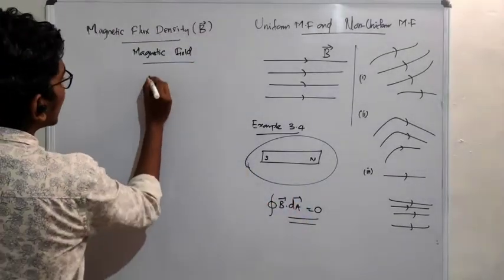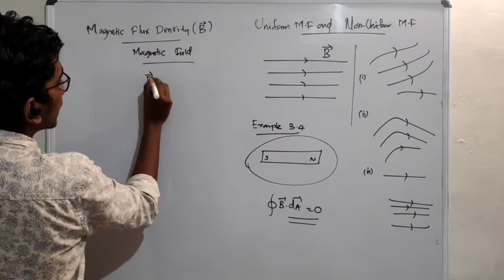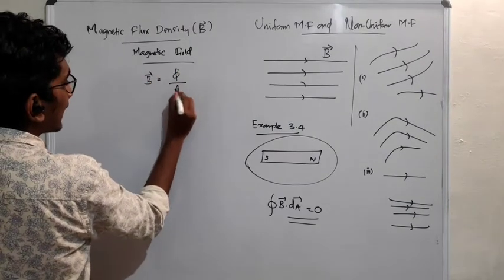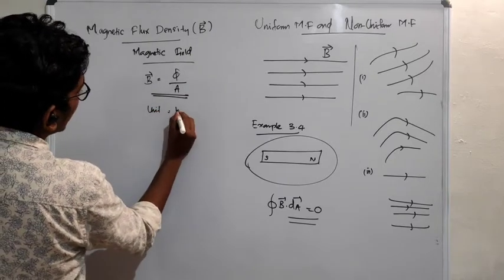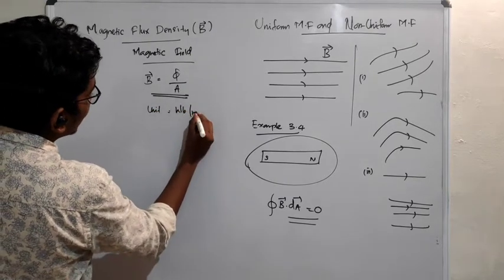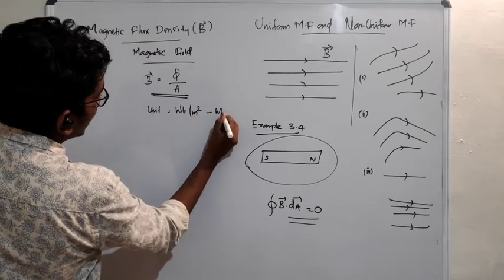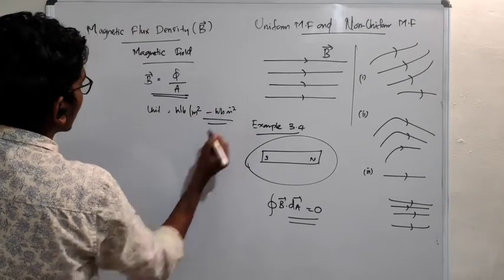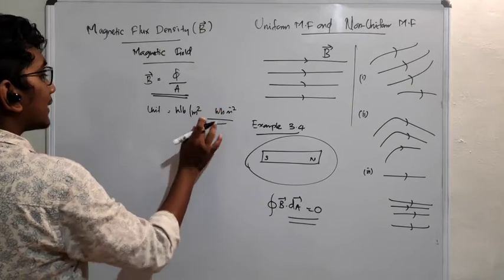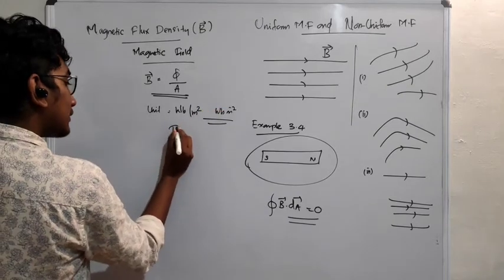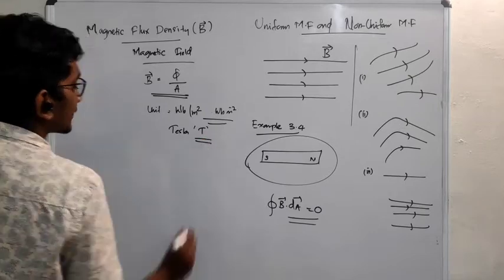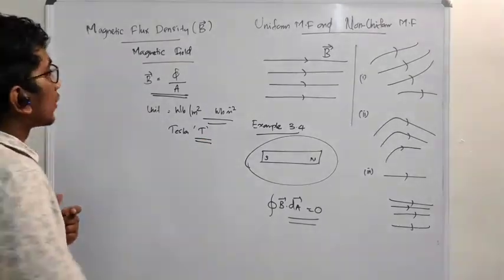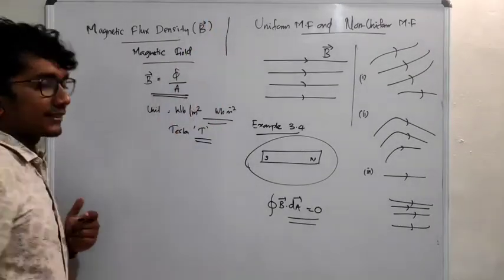So what will be the unit? So B is equal to flux per area. What is the unit of this? Unit is nothing but Weber per meter square, Weber meter raised to minus 2. And I can also call it Tesla. Alright. So this is what magnetic flux density is.